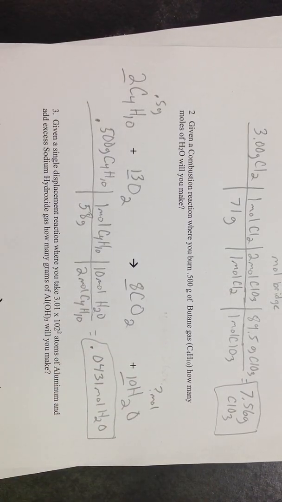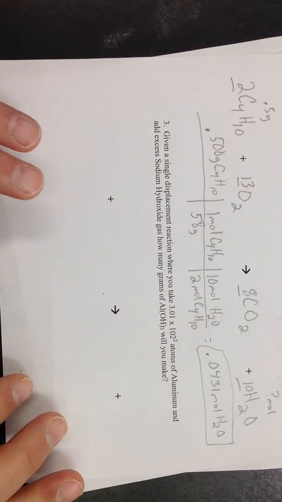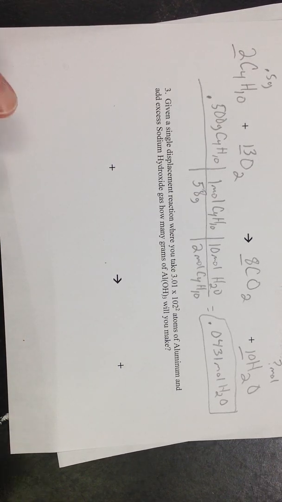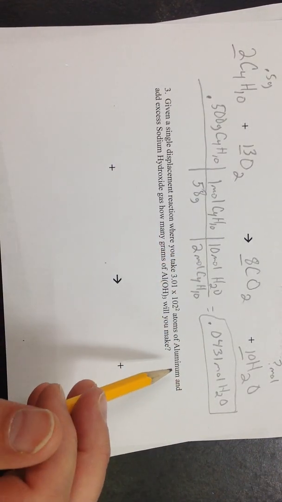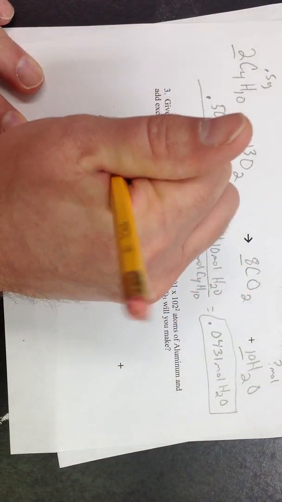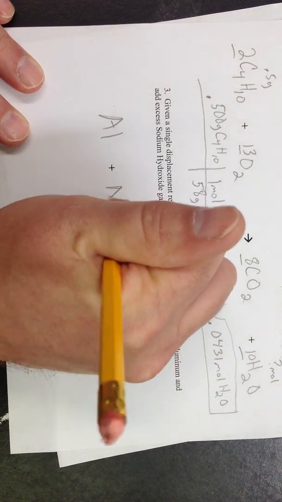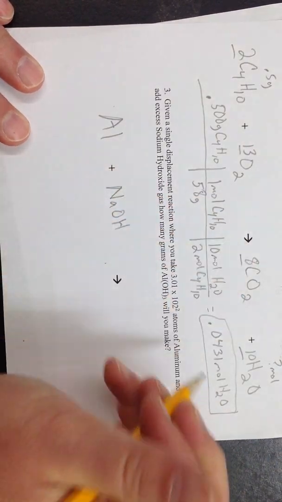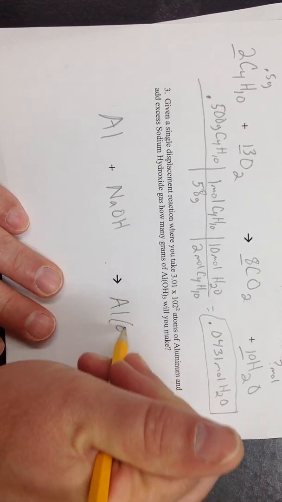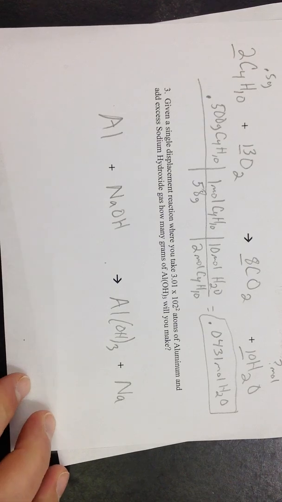Our last problem, we're going to be using atoms. So if we come down to the very bottom, we have a problem where we're going to start with atoms. But first, again, we need that balanced equation. So we got a single displacement reaction where we're taking aluminum and we're adding sodium hydroxide to it. And one of the products is going to be aluminum hydroxide. And of course, sodium gets kicked out.